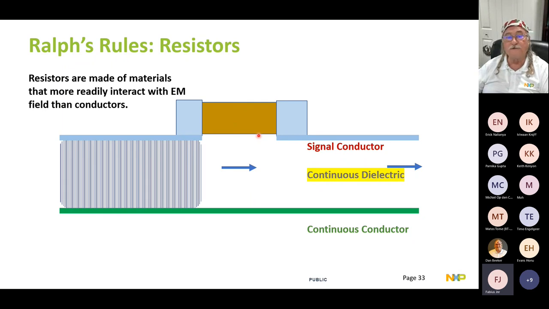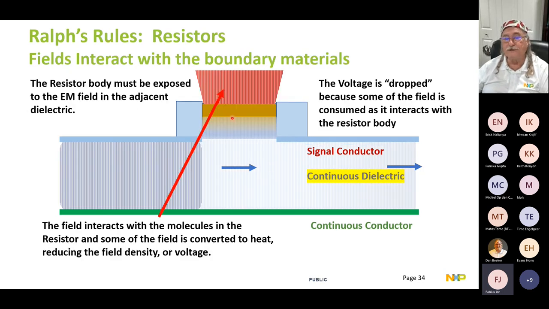You don't want to put ground flood under there, nothing, because the job of the resistor is to interact with the field that's traveling in the dielectric directly next to it. So as the field moves from left to right past the resistor, some of the field energy is going to interact with the molecules of the resistor. It's designed specifically to heat up. It's going to be converting electromagnetic field into kinetic energy. If you have 5 volts on the left and 3 volts on the right, it's because 2 volts of field has been changed into heat.